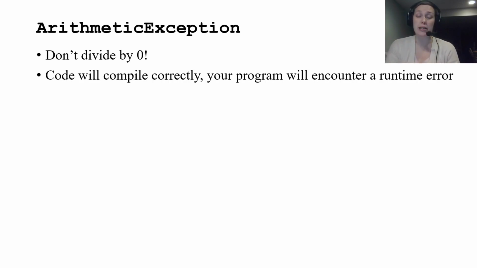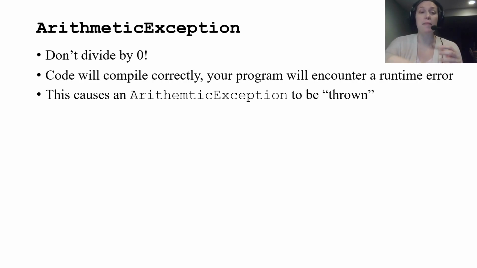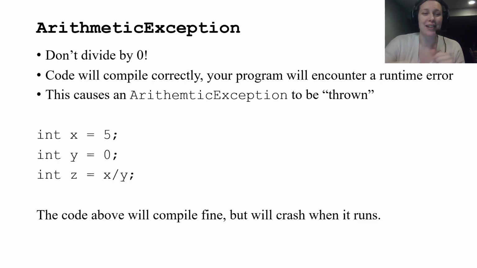You'll encounter a runtime error, and this arithmetic exception is going to be thrown, meaning that the code basically throws this error to your screen and says you tried to do this, which wasn't allowed. Okay, so here's an example. This code compiles fine. This is correct code that I have written. Syntax-wise, it's going to compile perfectly, but it's going to crash when it runs because you're taking 5 divided by 0. And it just doesn't allow that.